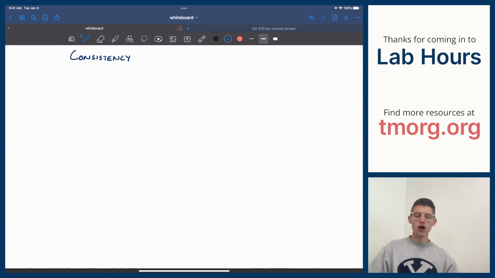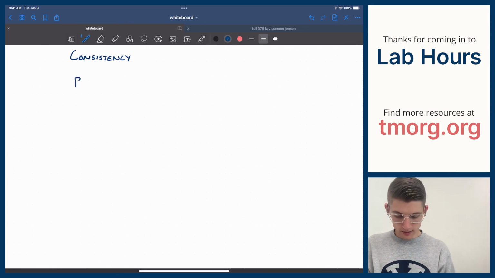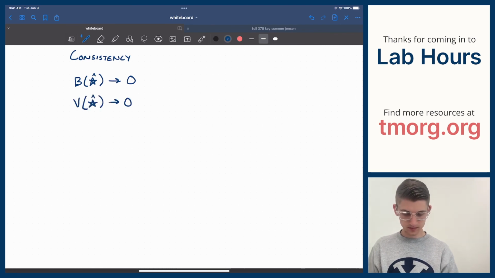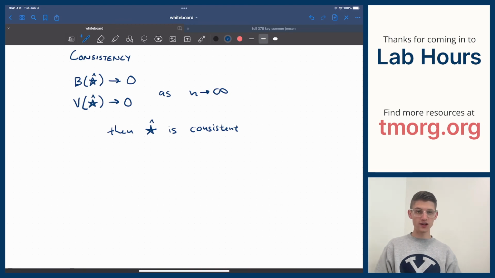Consistency is just a quality of an estimator that goes as follows. Let's call our estimator star hat here. If the bias of star hat approaches 0 and the variance of star hat approaches 0 as n approaches infinity, then star hat is consistent. Okay? Those are just two qualities, okay?